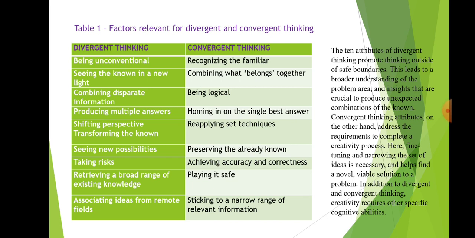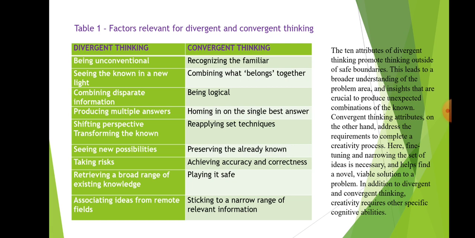For convergent thinking, the characteristics are the following features: recognizing the familiar, combining what belongs together, being logical, homing in on the single best answer, reapplying set techniques, preserving the already known, achieving accuracy and correctness, playing it safe, and sticking to a narrow range of relevant information.